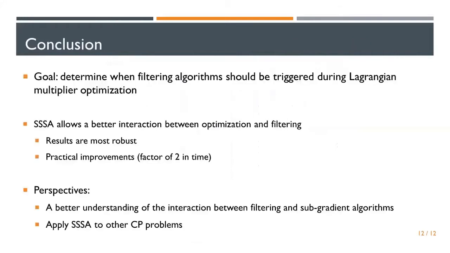To conclude, the goal of this paper was to improve in practice the use of Lagrangian relaxation in CP. A first step was to determine when the filtering algorithms should be triggered. Our study allowed a better understanding of the problem and to obtain robust results. The use of SSSA allows each instance to avoid losing a factor of 2 or 3 if the scope is set to a wrong value, and makes the use of SSSA interesting and powerful in practice because it makes the use of Lagrangian relaxation in CP more flexible. To continue this work, we will try to integrate and generalize SSSA to solve other problems using Lagrangian relaxation in CP. Thank you.